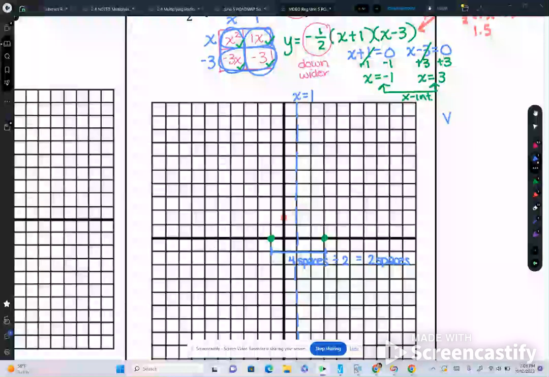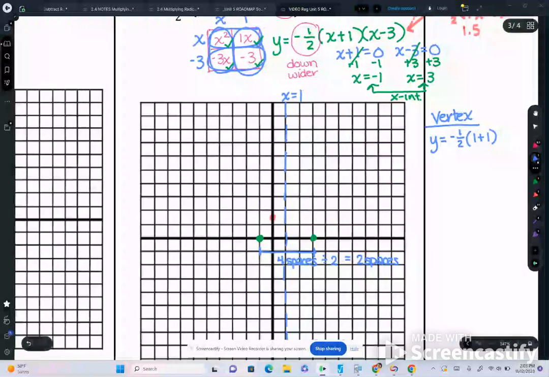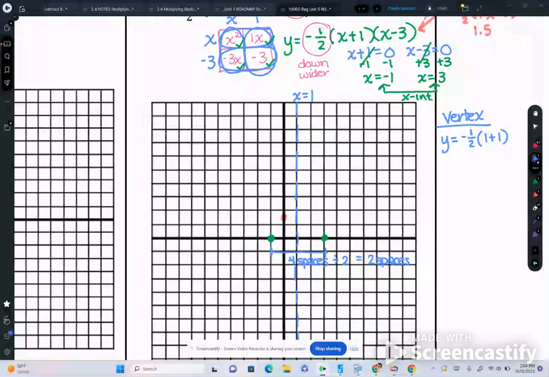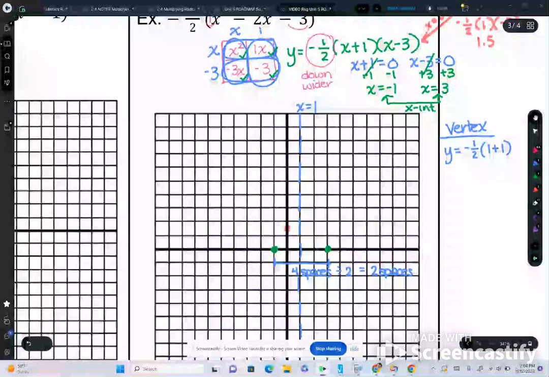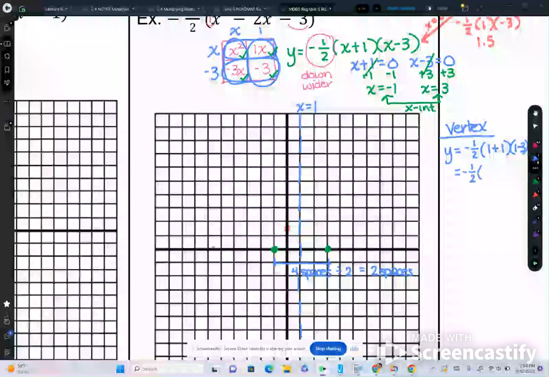And so to find our vertex, then again, we're going to take our equation that we had. So we have y is equal to negative 1/2. We're going to now put 1 in where the x is. So remember, a second ago, we put 0 in because we wanted to know what happens when x is 0. Now I want to know what happens when x is 1 because it's symmetric. And so our other value would be 1 minus 3. And so when I plug it in, 1 plus 1 is 2. 1 minus 3 is negative 2.